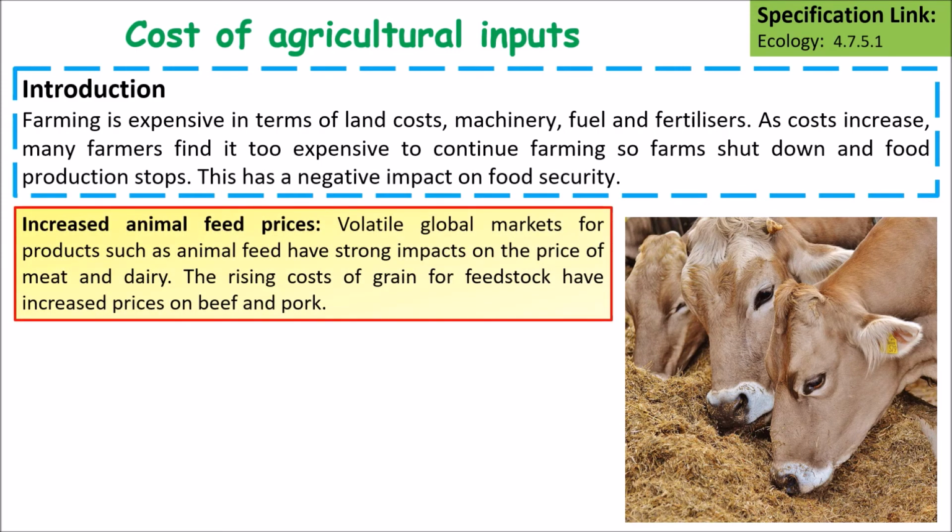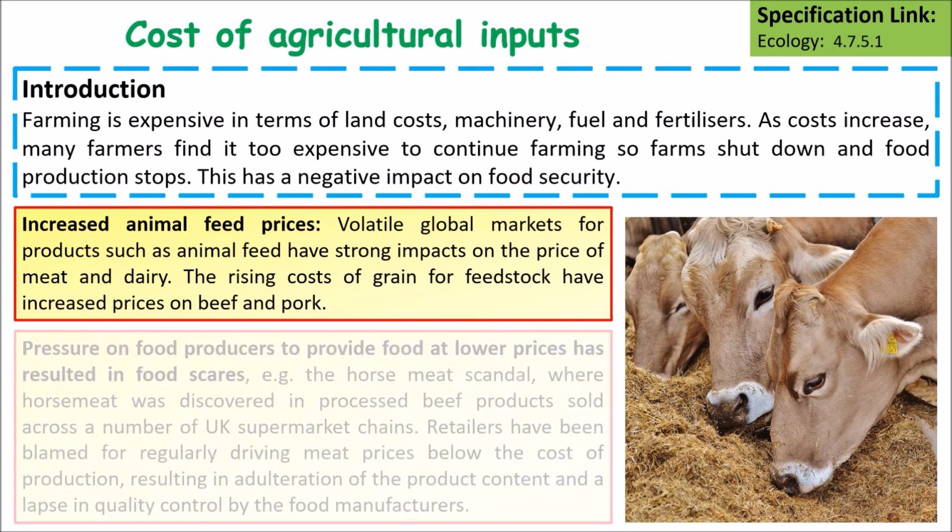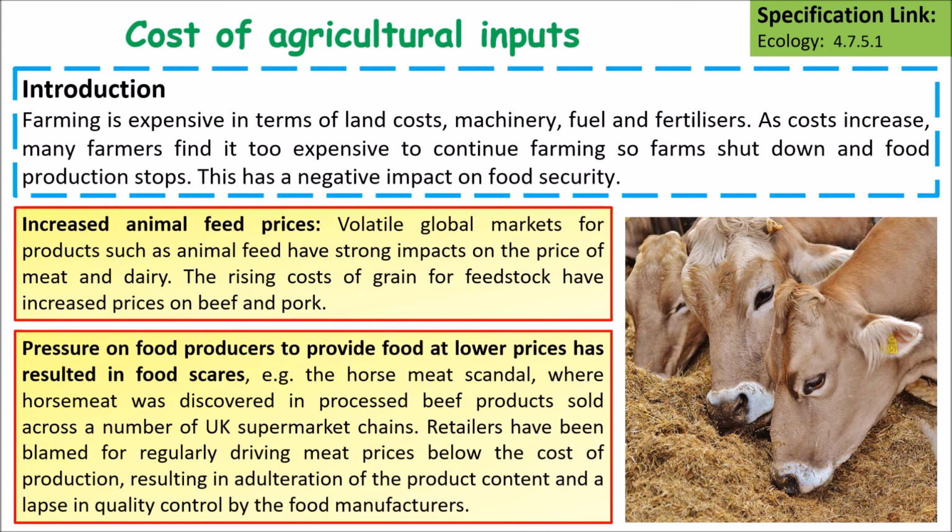Increased animal feed prices: volatile global markets for products such as animal feeds have strong impacts on the price of meat and dairy. The rising costs of grain for feedstock have increased prices of beef and pork. And pressure on food producers to provide food at low prices has resulted in food scares.